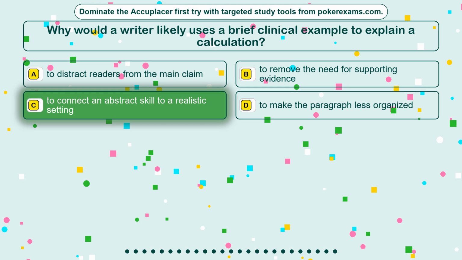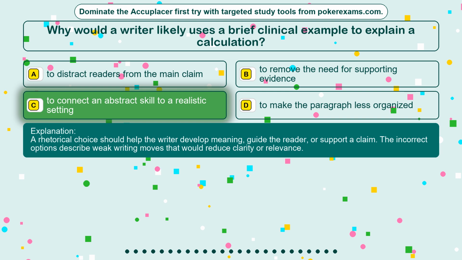The correct answer is Option C, to connect an abstract skill to a realistic setting. A rhetorical choice should help the writer develop meaning, guide the reader, or support a claim. The incorrect options describe weak writing moves that would reduce clarity or relevance.